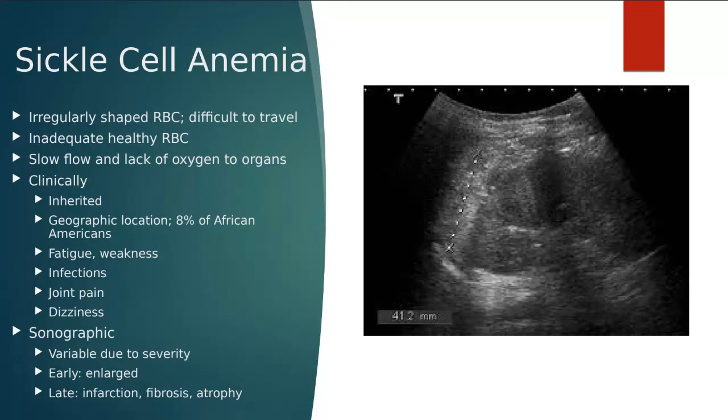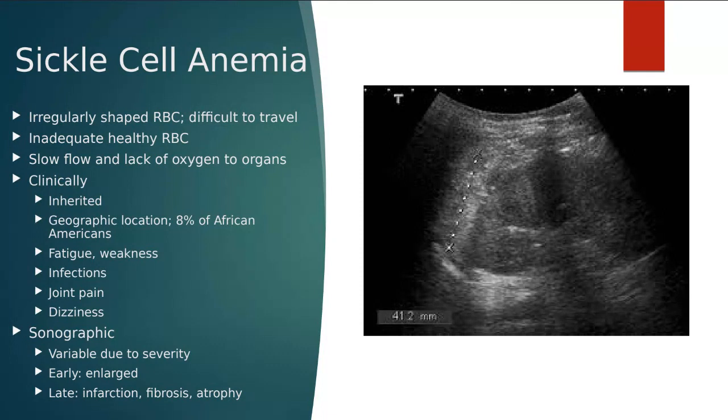So when we have blood conditions or abnormalities with our blood, we want to be able to look at that spleen and evaluate if that's where it's originating. So sickle cell anemia, this is something that you've probably all heard of before. It's when our red blood cells are no longer nice and round and circular. They become very irregular shape.